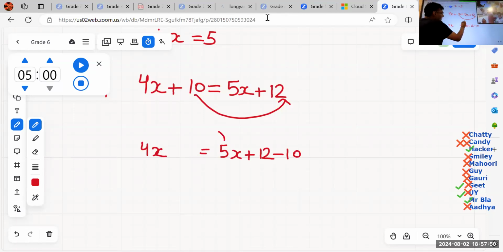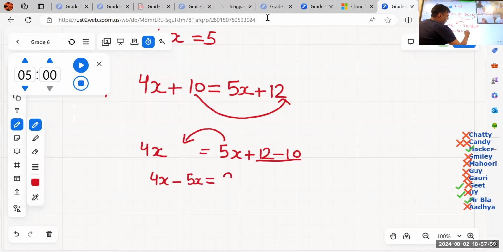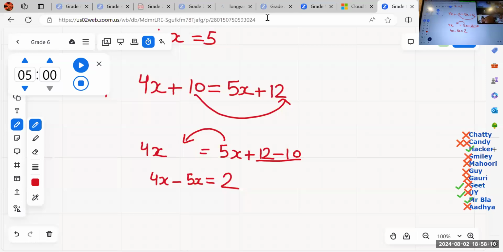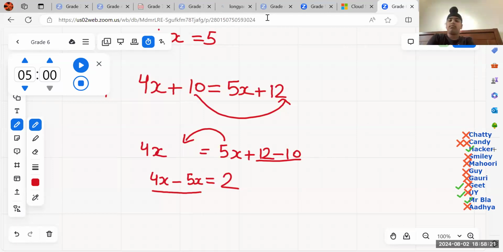Then 5x I will bring to the left side. So it will become 4x minus 5x is equal to 12 minus 10, which is 2. Any doubts in this? Yes or no? Then what will be 4x minus 5x? Tell me, guys. Sir, minus 1x.